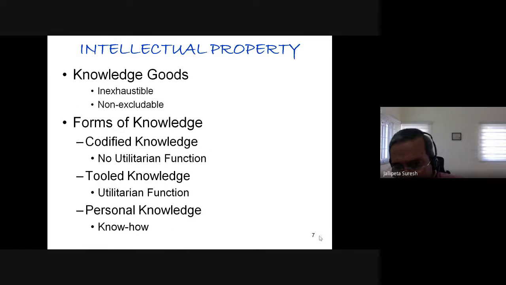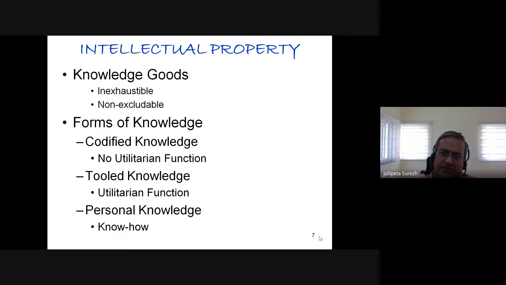Now, let's come back to the knowledge goods. Why is intellectual property considered as knowledge goods? When you look at the term knowledge goods, there are two significant characteristics that strike our mind. That is, knowledge goods are inexhaustible and they are non-excludable. Let me give you an example to understand these two characteristics of intellectual property or knowledge goods.